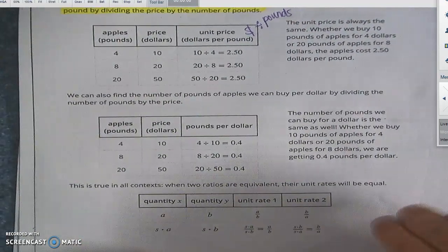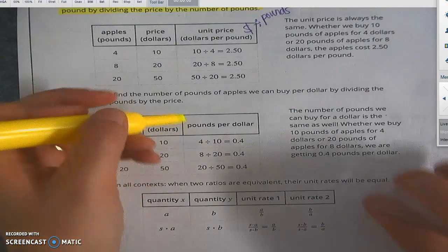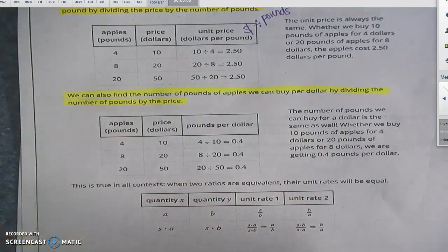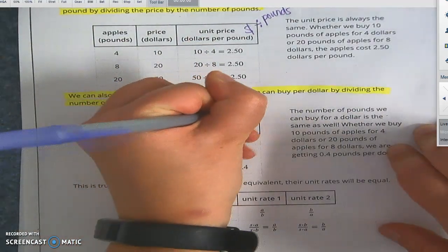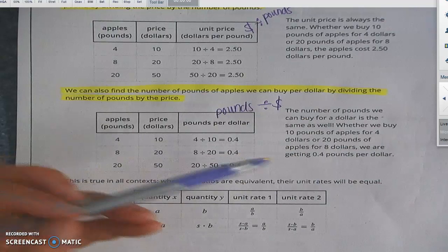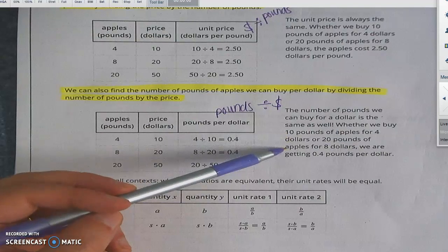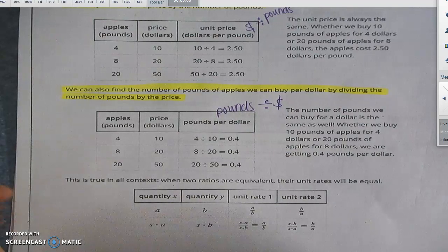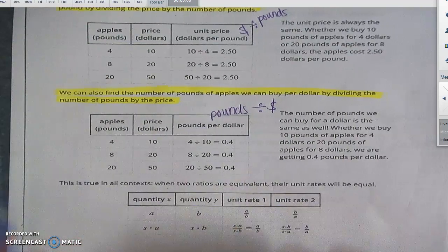We could also find the other unit rate. We could also find the number of pounds per dollar, by this time dividing it the opposite way. So to find pounds per dollar, we're going to do pounds divided by dollars. So the number of pounds we can buy for $1 is the same as well. Whether we buy 10 pounds for $4 or 20 pounds for $8, we're getting 4/10 of a pound per dollar every single time. So when we want to find pounds per dollar, we're doing pounds divided by dollars.